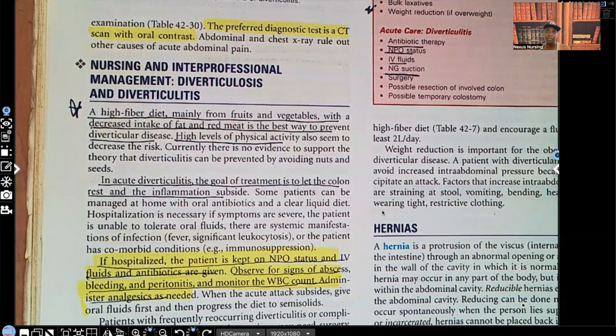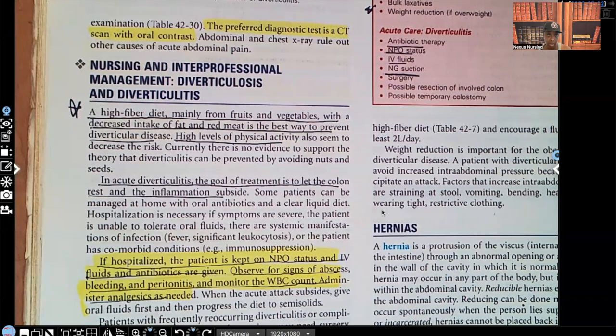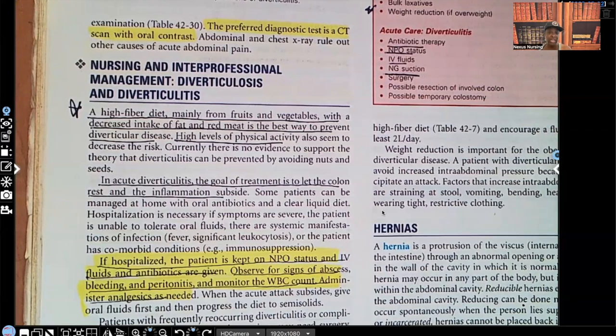We want the inflammation to subside. So while that patient is in acute diverticulitis, which means that those pockets are what? They're inflamed. We want that patient to rest. So guess what? They're going to be NPO. We want to rest the bowel. If the patient's hospitalized, the patient is kept on NPO status and IV fluids and antibiotics are given.